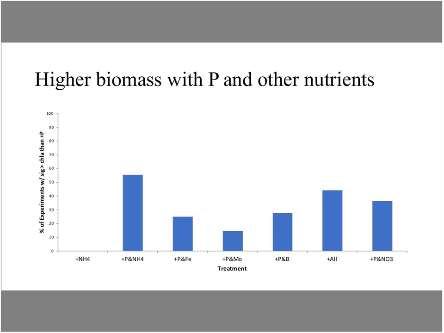This graph here is representing the importance of all these other nutrients in biomass production. So ammonium, iron, molybdenum, which was actually used in previous years. We used silica instead since we were getting some better results. So higher biomass with phosphorus and other nutrients. There were more experiments with significantly greater chlorophyll a than phosphorus only in all of these, so about 56% for ammonium, which is pretty significant.